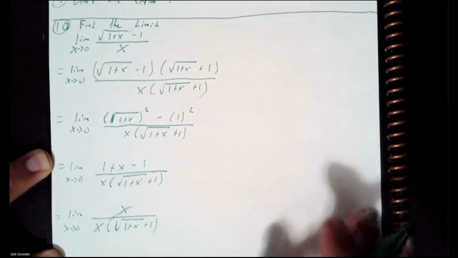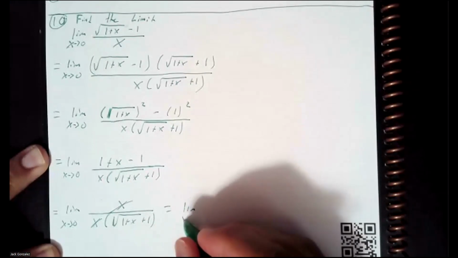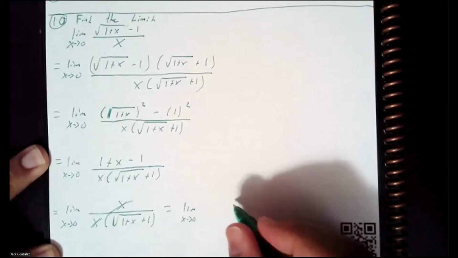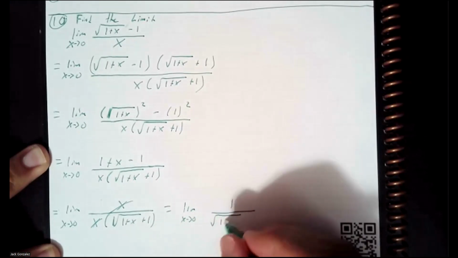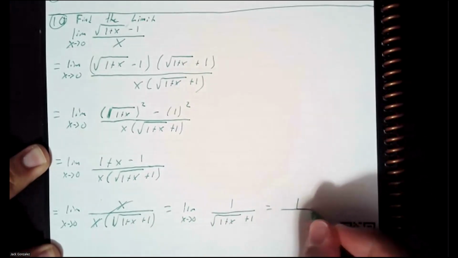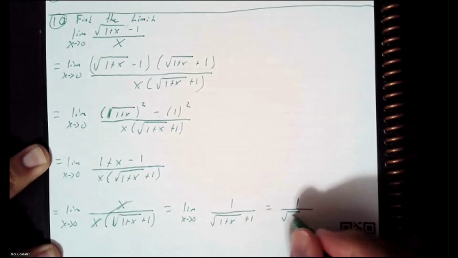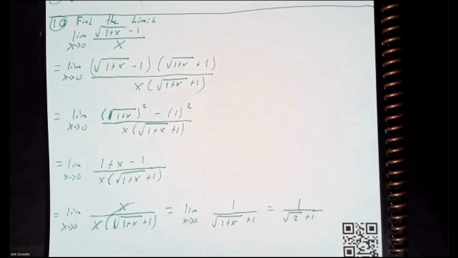These are gone. So now you have the limit as x approaches 0 of 1 over square root of 1 plus x, plus 1. Take the limit and you have 1 over square root of 2 plus 1. Any questions on any of these steps?